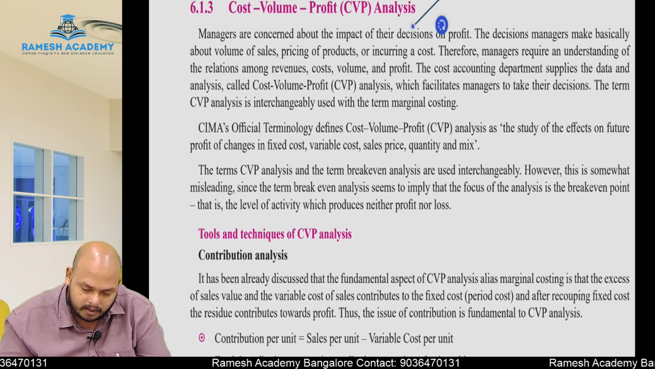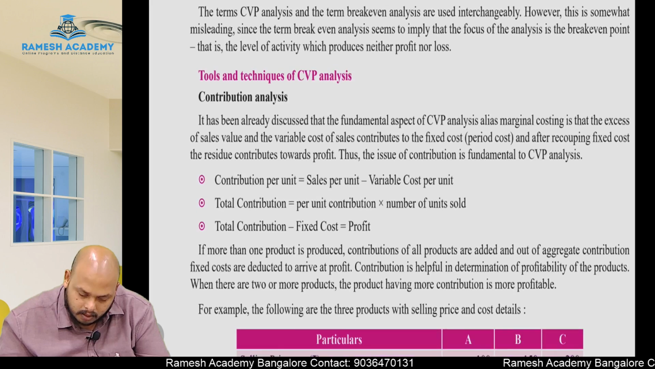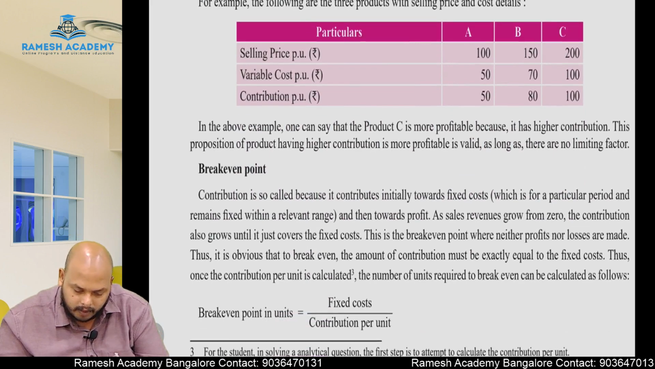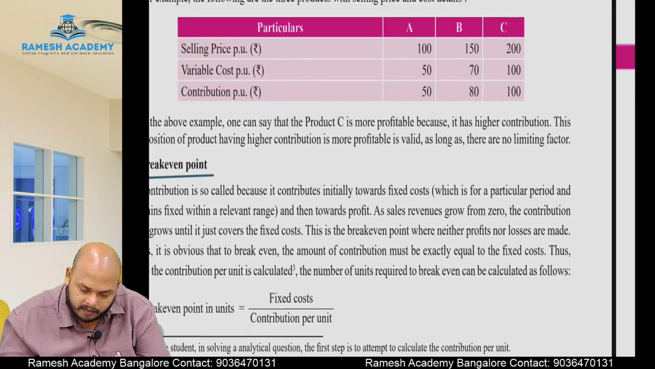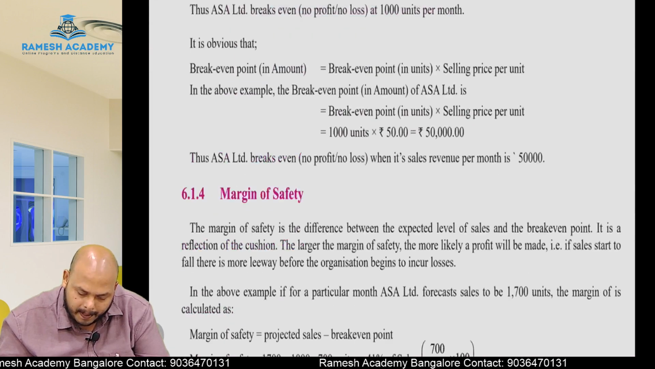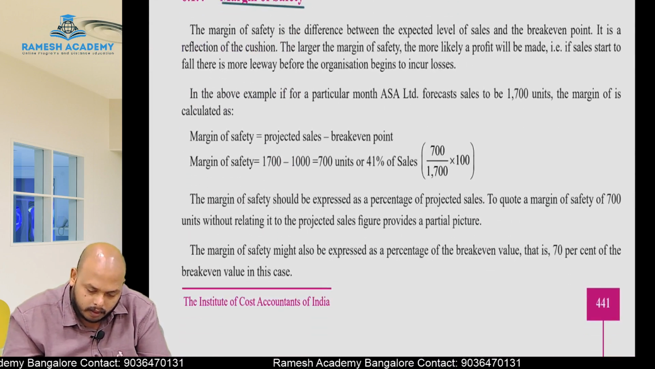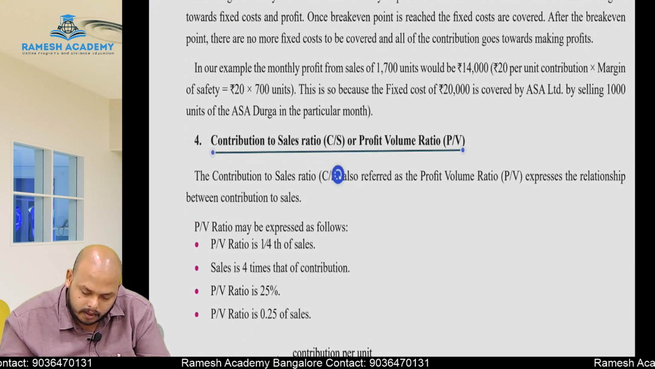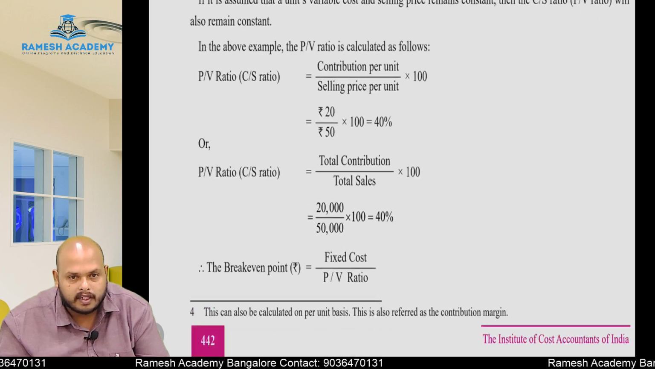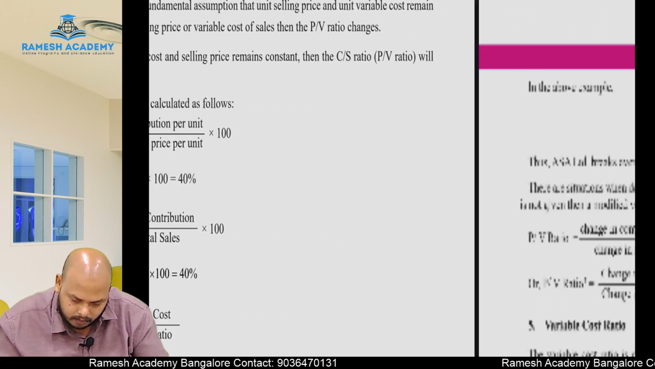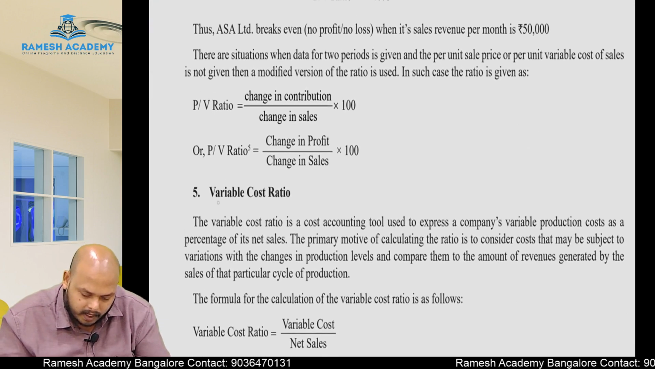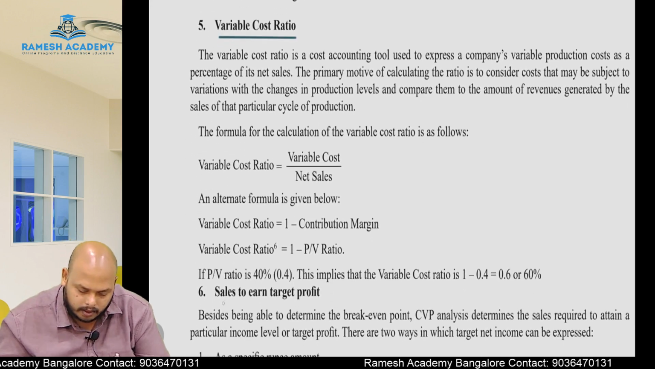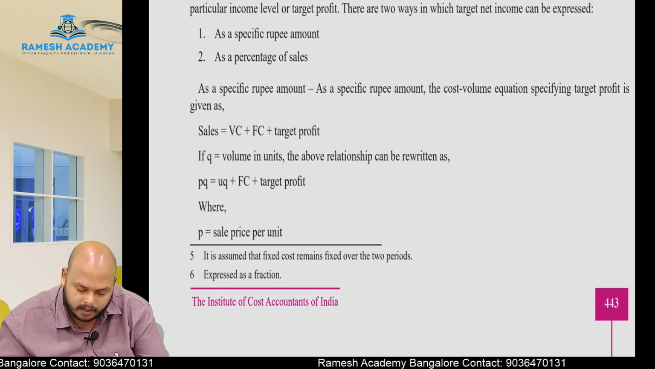CVP analysis is already finished. Tools and techniques of CVP analysis, all these formulas, we already finished. Break-even point is also finished. Margin of safety is also finished. PV ratio, the contribution to sales ratio, is nothing but PV ratio. We finished PV ratio and saw the effect also. Next is the variable cost ratio, which we also finished. Variable cost ratio is nothing but variable cost only. Sales to earn desired profit, that is also finished.